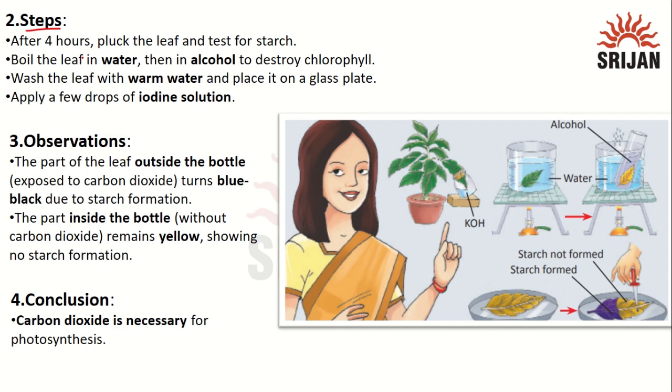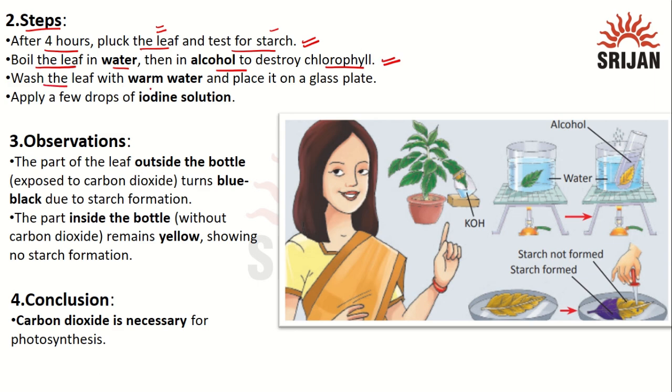Now the next steps. After 4 hours, pluck the leaf and test for starch. So after 4 hours, we have to pluck that leaf and then test for starch. Then boil the leaf in water and then in alcohol to destroy chlorophyll. Then we have to boil the leaf in water and then boil it in alcohol to destroy chlorophyll.